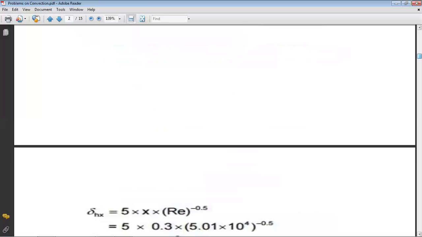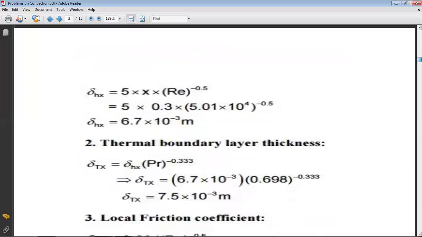Now the hydrodynamic boundary layer thickness is given as 5x into Re to the power minus 0.5, where x is nothing but the distance where you need to calculate the boundary layer thickness. Now, from the problem statement, it is clear that we need to calculate the boundary layer thickness corresponding to the value of x, which is 300 mm or 0.2 meters.